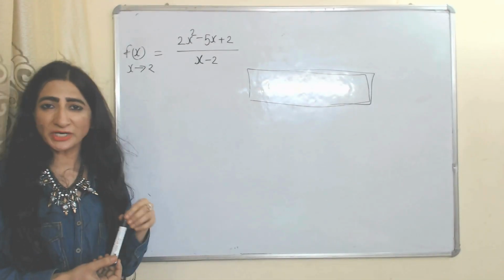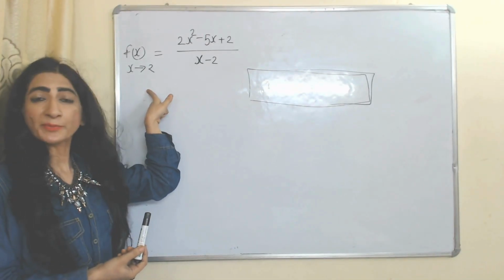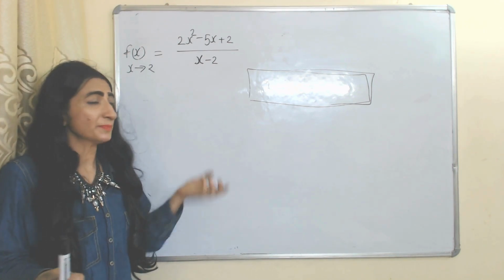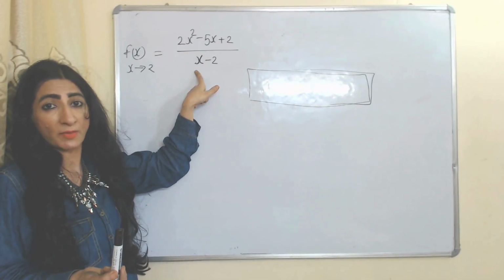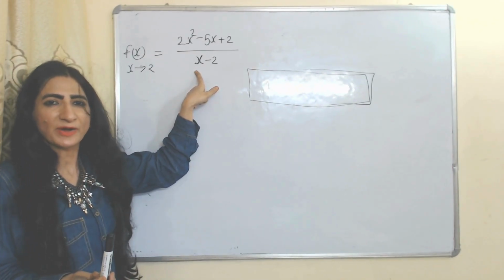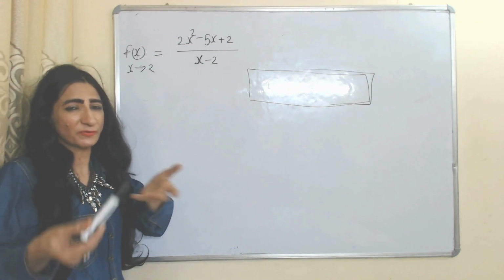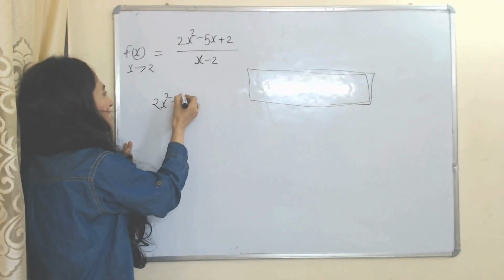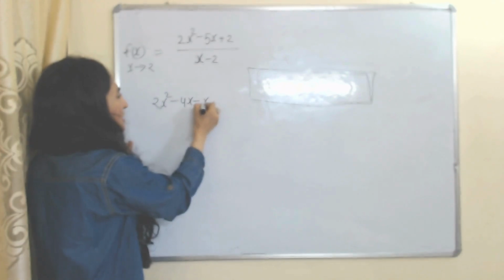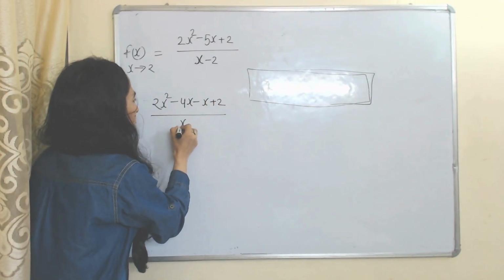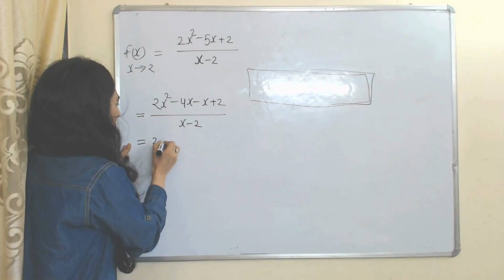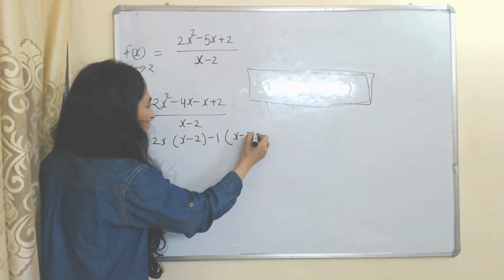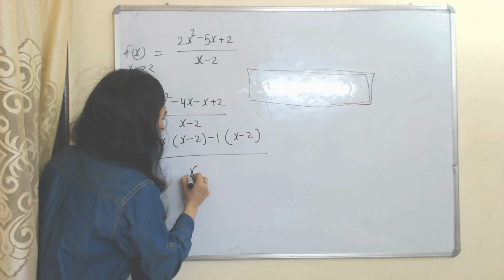Now we will see one more question with factorization. x approaches 2. First of all, try the direct substitution method. If you directly put 2 in place of x, then the denominator will become equal to 0 and our function is undefined. Now we have to use the factorization method. We factorize 2x squared minus 5x plus 2 over x minus 2, splitting it as 4x minus x plus 2. We take 2x common, which leaves x minus 2. We take minus 1 common, which leaves x minus 2.